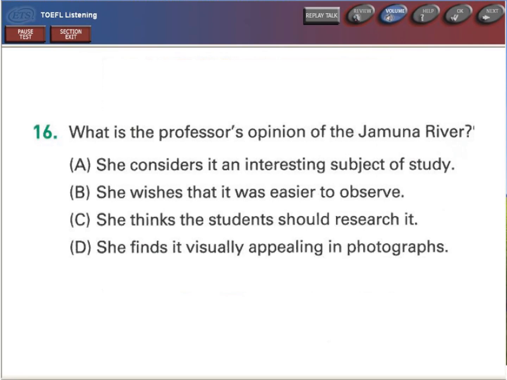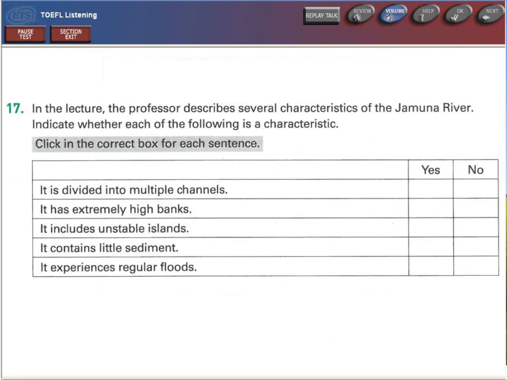16. What is the professor's opinion of the Jamuna River? 17. In the lecture, the professor describes several characteristics of the Jamuna River. Indicate whether each of the following is a characteristic.